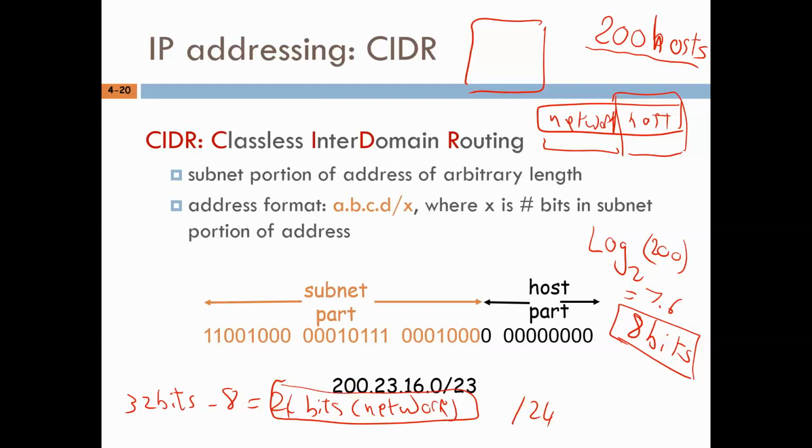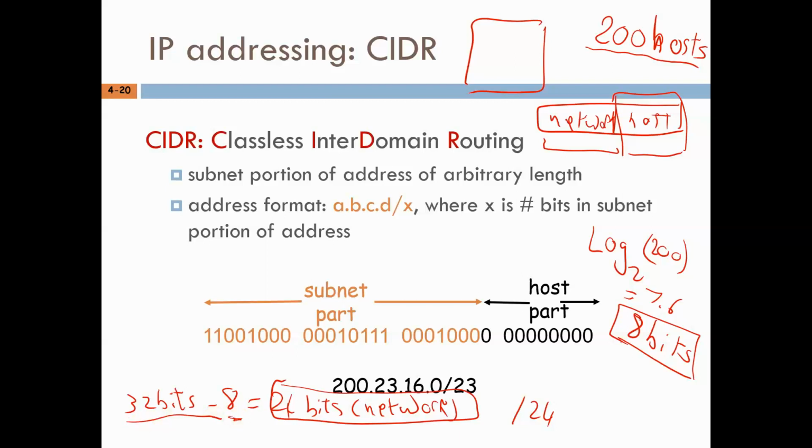First of all, 200 hosts, if you take log base 2 of 200, that is 7.6. You cannot have 7.6 bits, so you have 8 bits. That means you need a minimum of 8 bits to be able to have 200 combinations of IP addresses. Okay? If you have 8 bits for the host, that means that you would have 32 minus 8, which is 24 bits for the network part. So the subnet mask in this case is /24. That means that the IP address space is /24.